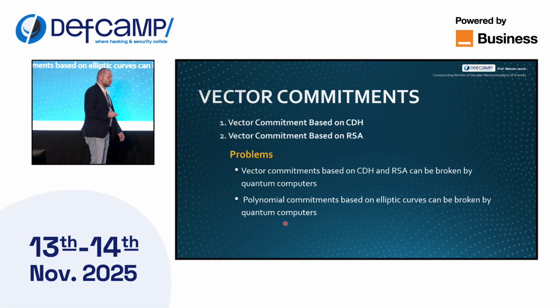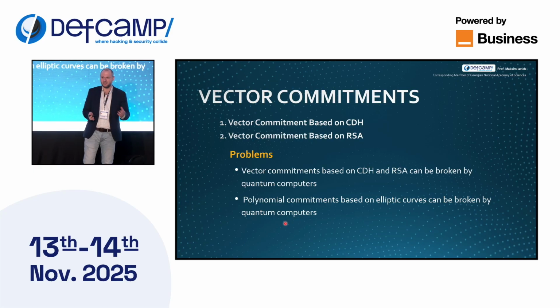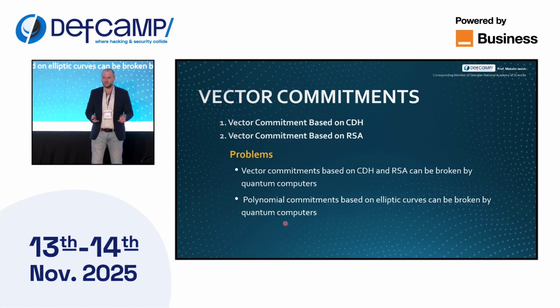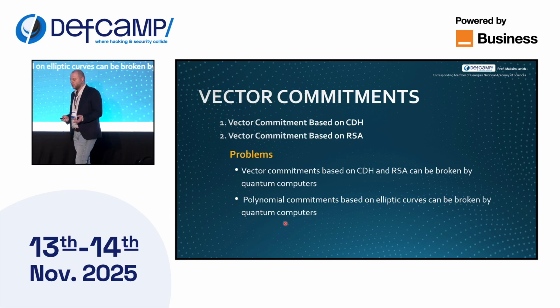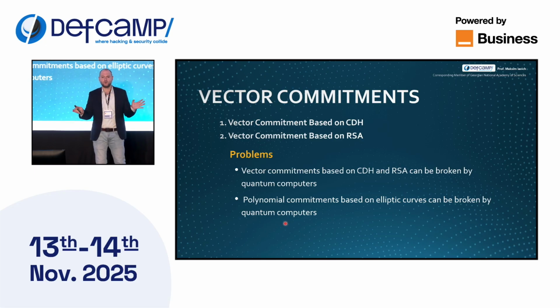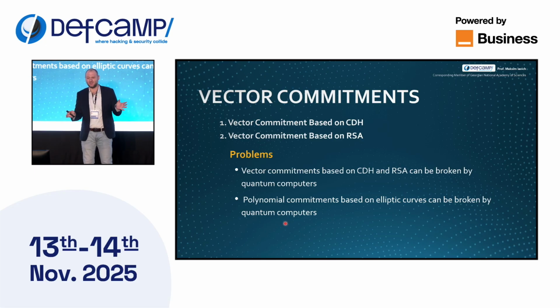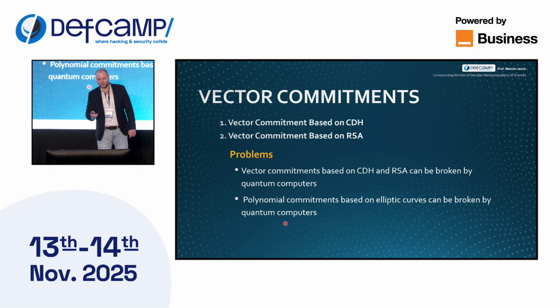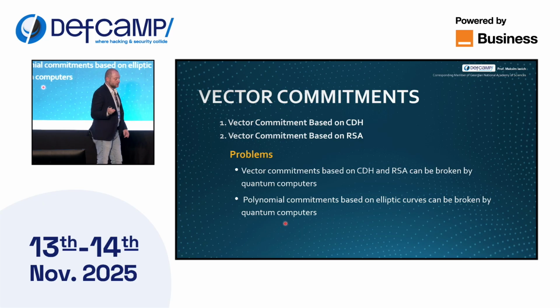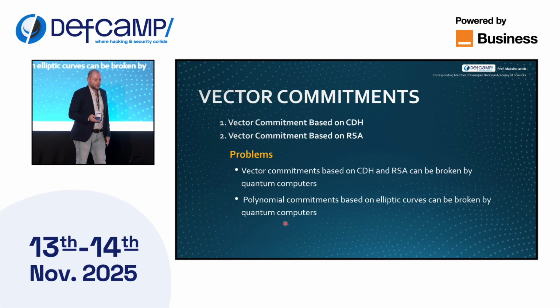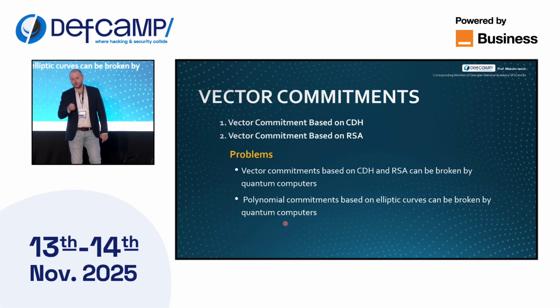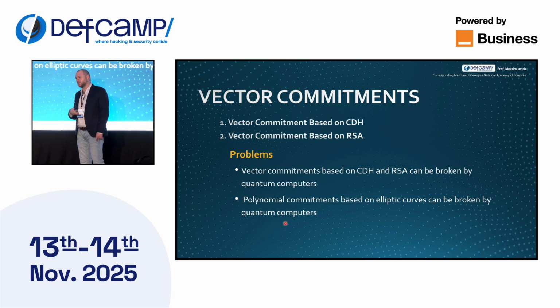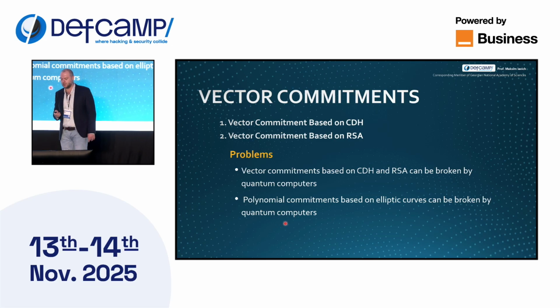Usually the vector commitments used are based on CDH, the discrete logarithm, and RSA. We know that quantum computers can break both of them. Therefore, we integrated lattice-based vector commitments. We have a lot of work on it. You can Google it. We use lattice commitments offered by Baker to improve them, modify them, and add them to the Verkle tree.